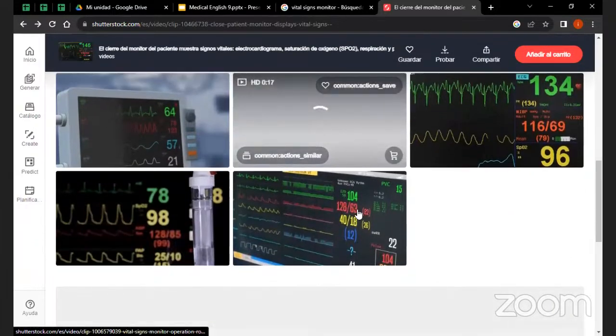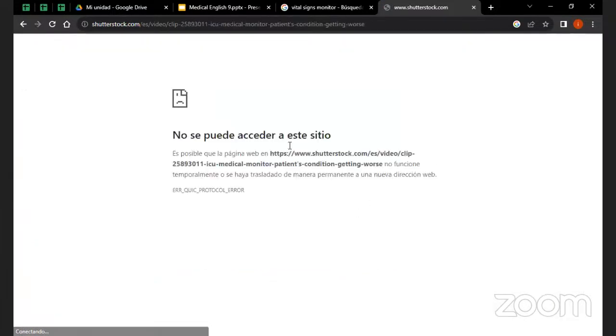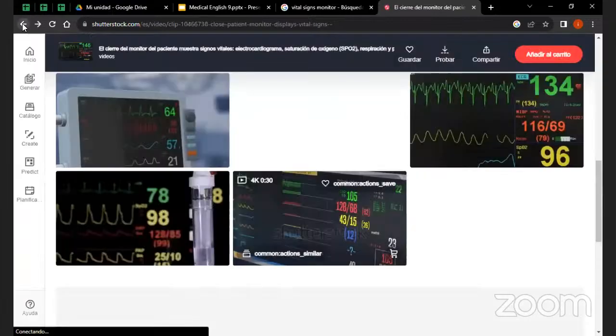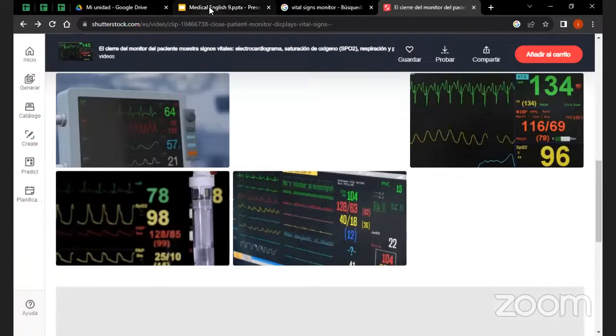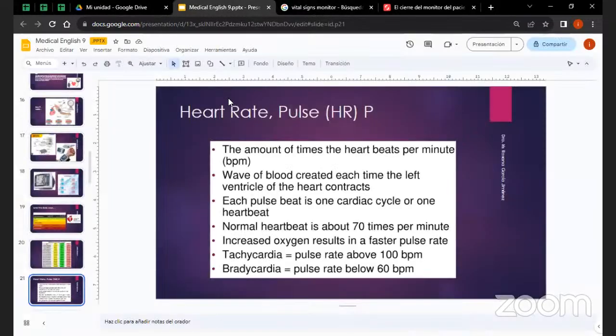If, for example, this, I think it was different because I was checking, it's not letting me. Well, it's not possible to watch now because my internet connection is failing a little bit.